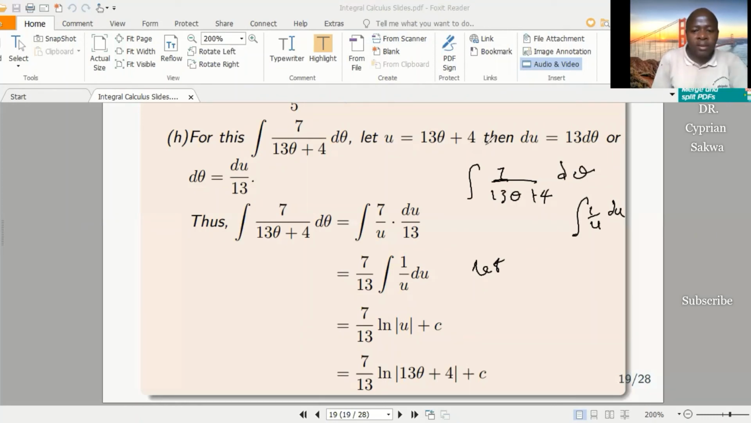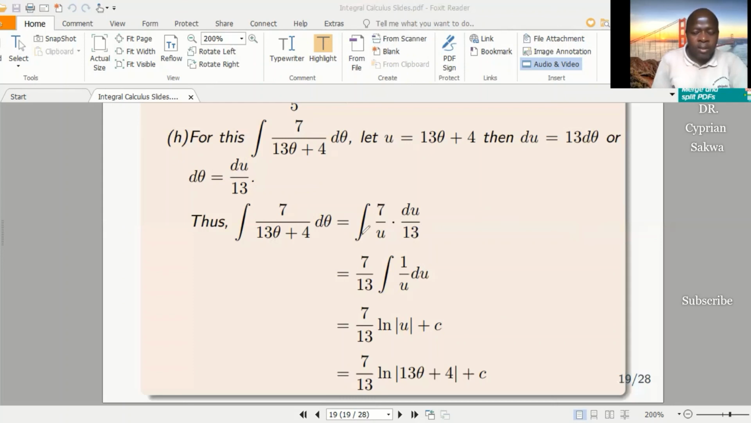Then differentiating both sides, I have du equals 13 d theta. Make d theta the subject of the formula by dividing both sides by 13. So you have d theta is equal to du out of 13. Now come and integrate. The integral of 7 over 13 theta plus 4 d theta, I will substitute this one with its equivalent, which is u. So it's the same as the integral of 7 out of u, d theta is du out of 13.